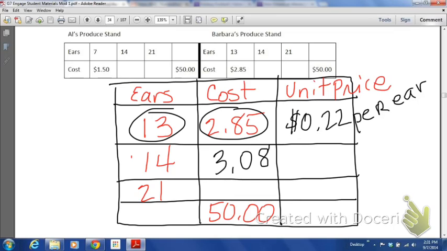Okay, 21 would have cost you $4.62. I'm sorry, I'm at the wrong place here. Hold on. Excuse me.